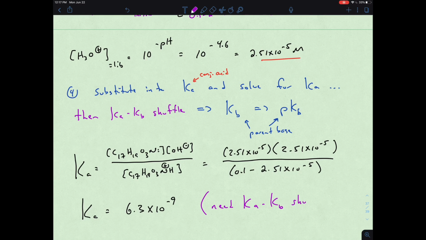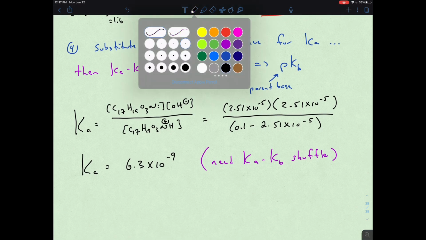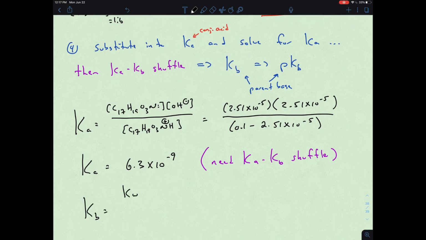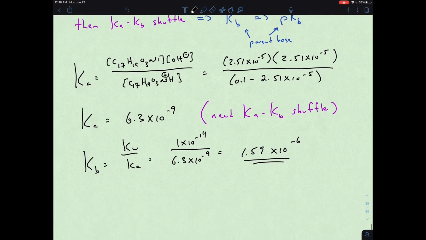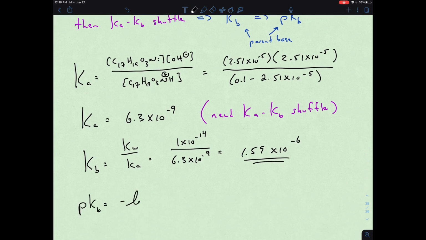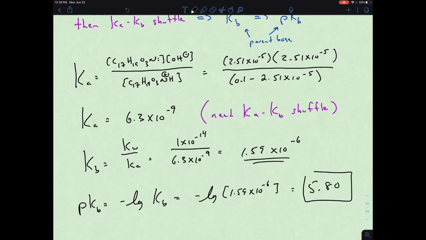So here is where we need the Ka-Kb shuffle. So our Kb here is our Kw over our Ka. So 1 times 10 to the negative 14th divided by our 6.3 times 10 to the negative ninth. And we get a value of 1.59 times 10 to the negative 6 for our Kb, which is allowing us now to access our pKb. And so the pKb here would be equal to 5.80. No assumptions were made in this calculation, so no need to make an assumption check.